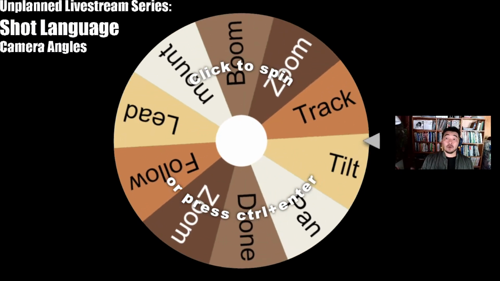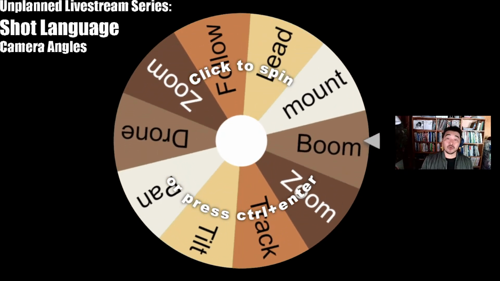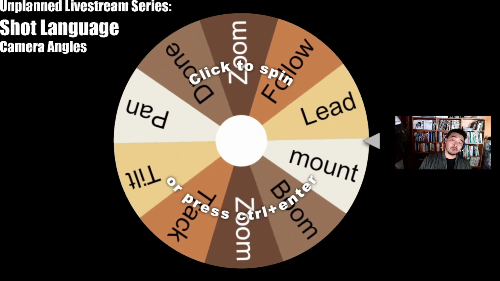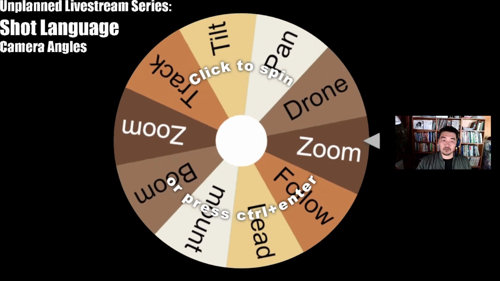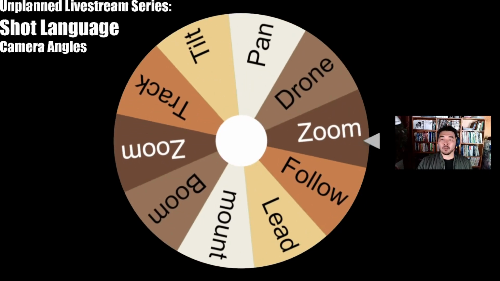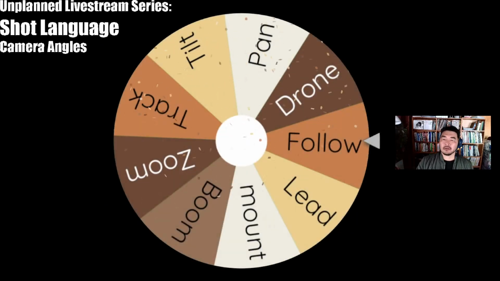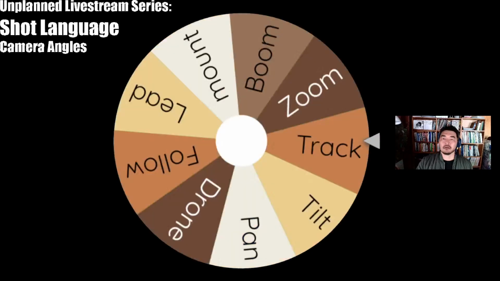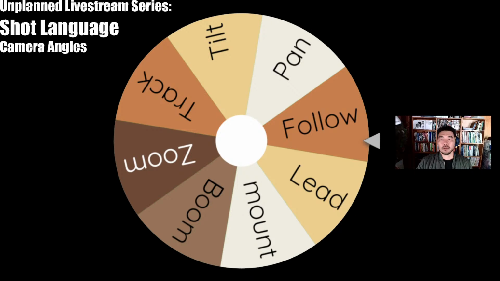But before that, we did zooming, and that's when I got all these technical difficulties. So this time, I'm going to hold off on zoom, and we are going to do a different one. So let's interact with this wheel of decision. What are we going to get? We got zoom again. Oh my gosh. Let's remove that instance and do it again. I really wanted to do zoom, but it says drone now. So let's do a drone shot.